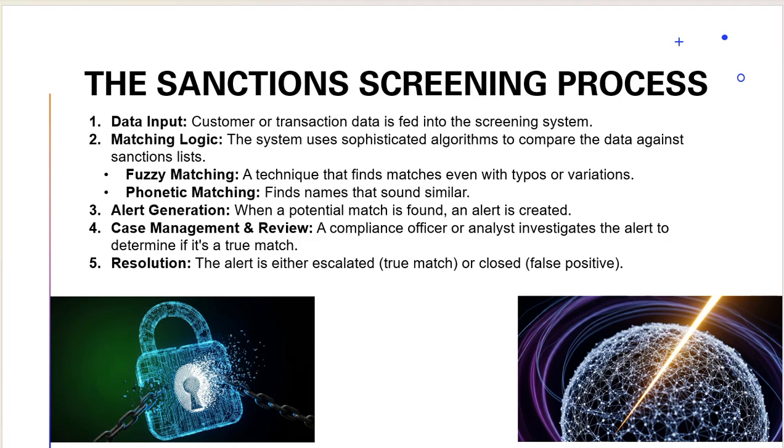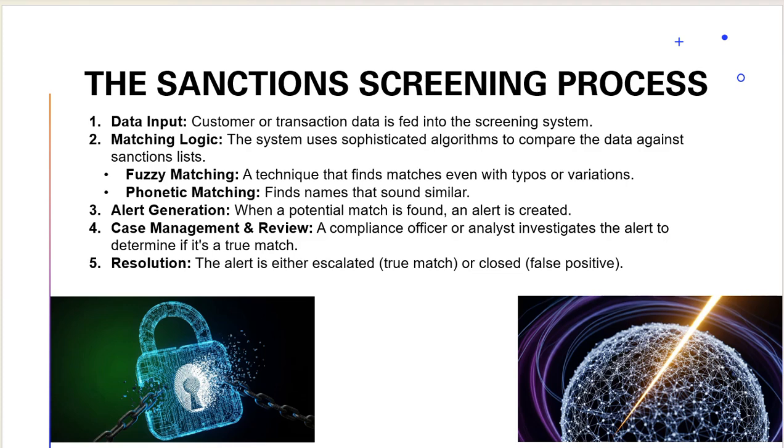The system uses a sophisticated algorithm to compare the data we provided from the CRM system or the core banking system against the sanction list, and then the system will do fuzzy matching. It is a technique, or an algorithm, to find matches even with typos and variations in the names. For example, Mr. Smith is just Smith, or Rahul Desai is RD. That way, fuzzy matching is done.